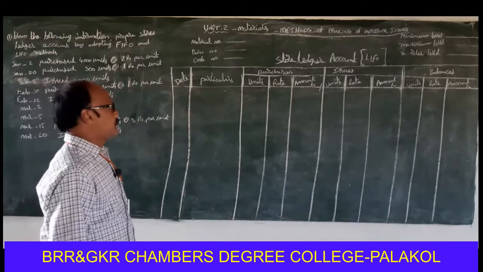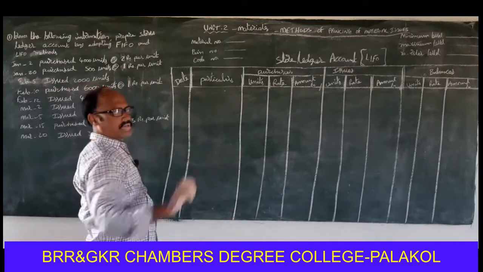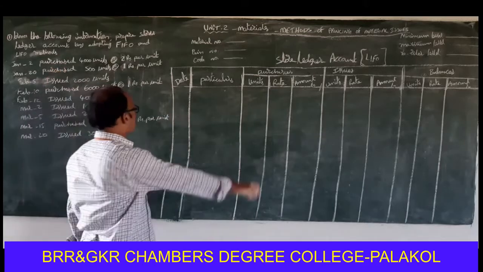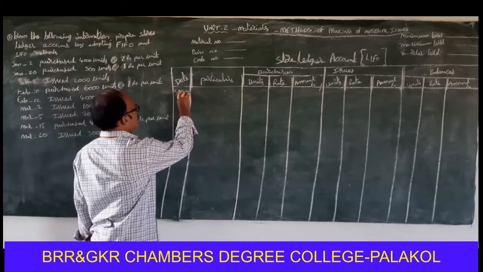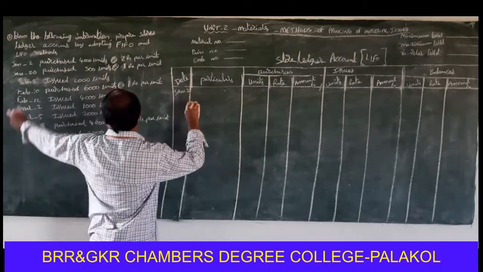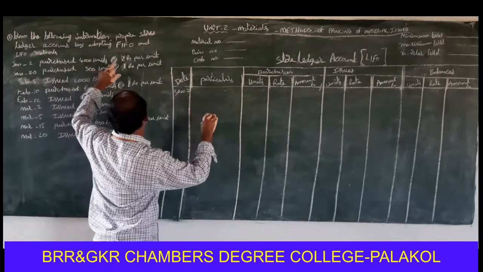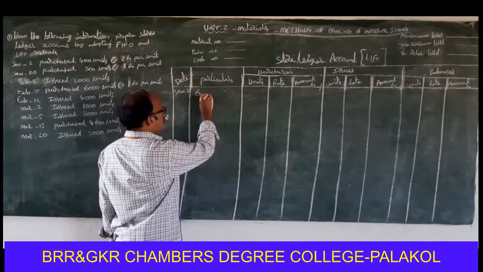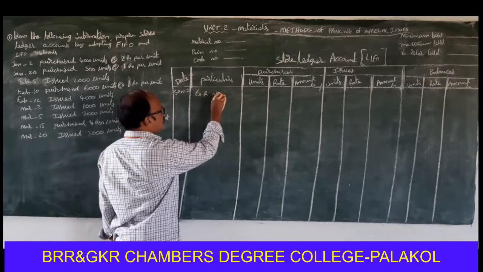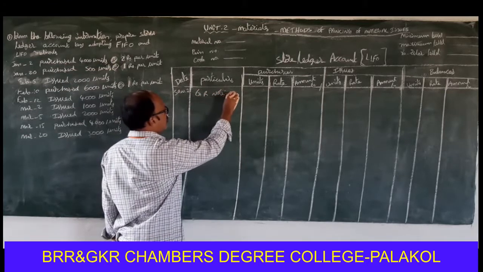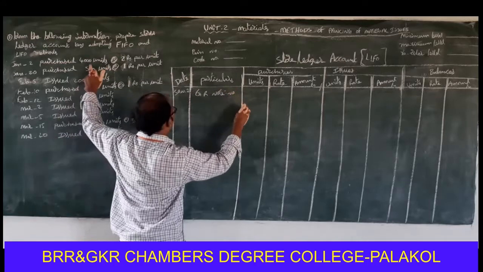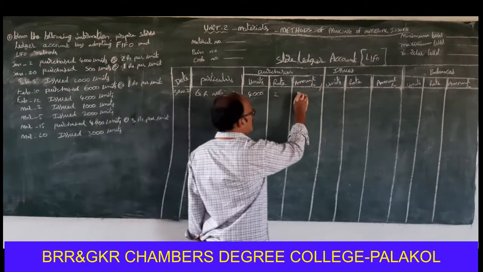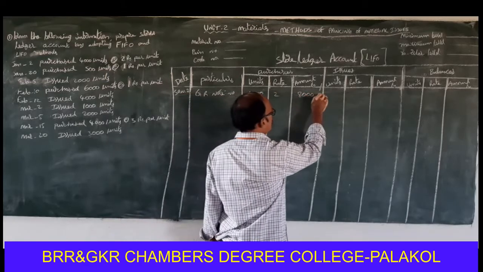Stores ledger account in LIFO method. Okay, first one, January 2nd. January 2nd, purchases 4,000 units at the rate of 2 per unit. So goods received note number. How many units purchased here? 4,000 units. 4,000 into 2 is equal to 8,000. Right.